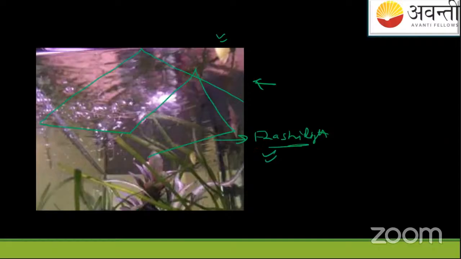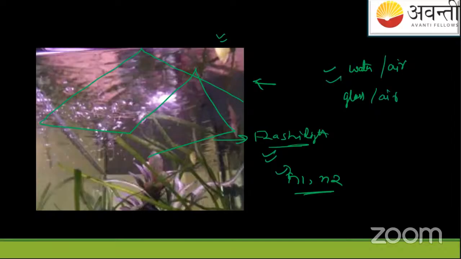Got it? So for every pair of mediums, because we need two mediums to observe this thing, having two refractive indexes, every pair has its own critical angle. You can't say the water and air pair or the glass and air pair have the same critical angle. Of course it is different. Water is 1.33, glass is 1.5, air is 1. So if the refractive indexes are different, the critical angle also will be different. Got it?